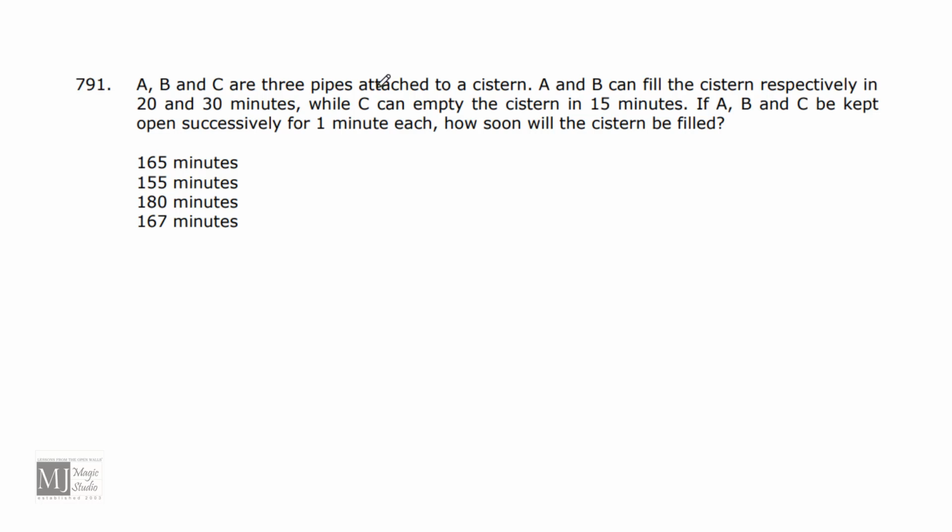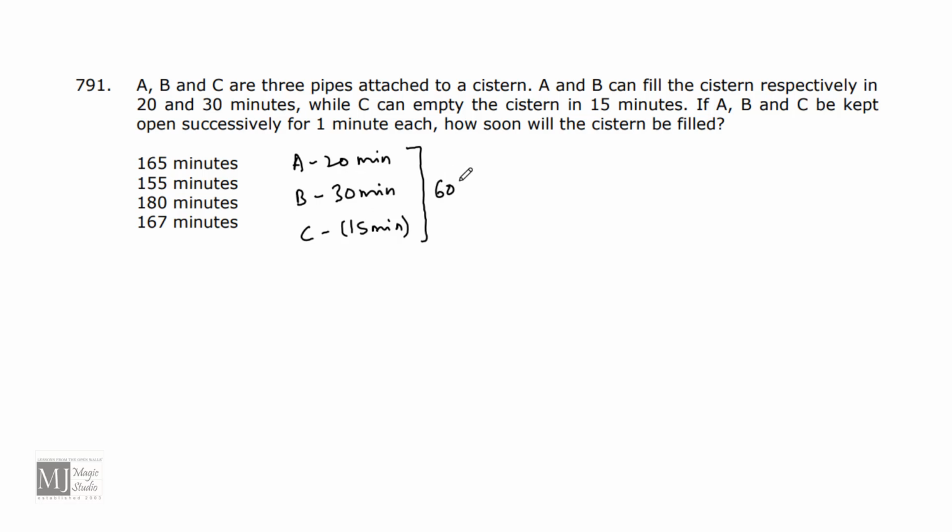A, B, C are three pipes attached to a cistern. A and B can fill the cistern respectively in 20 minutes and 30 minutes, while C can empty the cistern in 15 minutes. Let's convert this into their efficiency rates. The common multiple of 20, 30, 15 is 60.